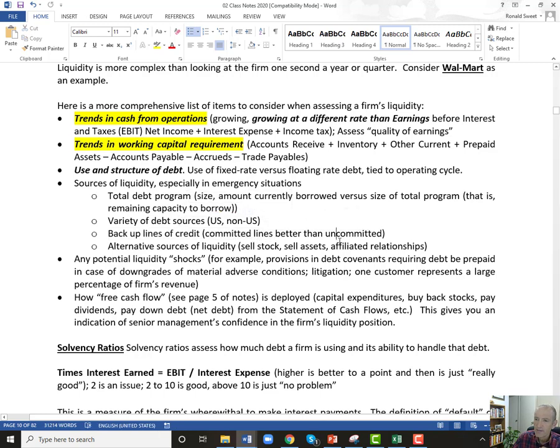You can have uncommitted lines of credit. There you don't have to pay for it. The bank says if we feel like it, we'll loan you money, but at least we have all the paperwork and everything set up, and that's important.